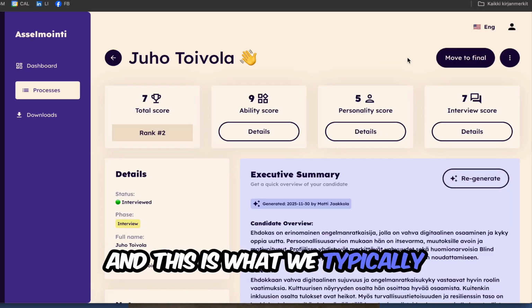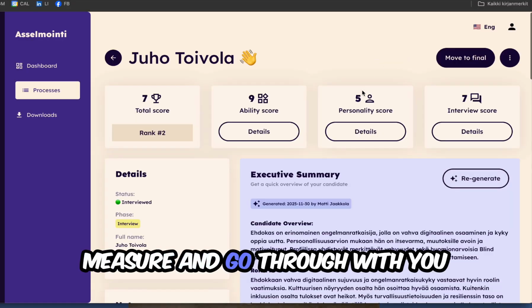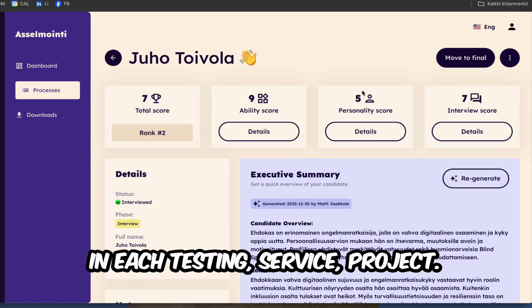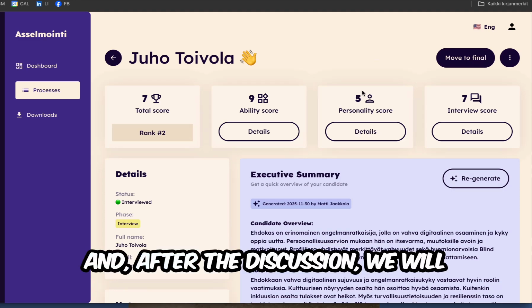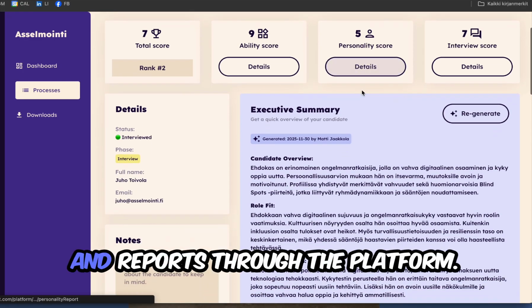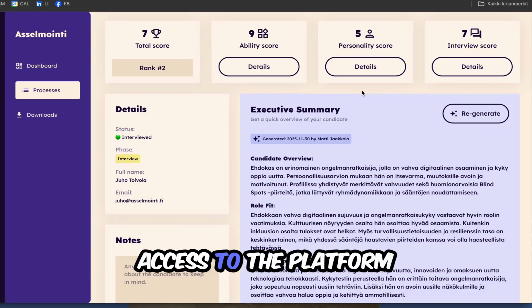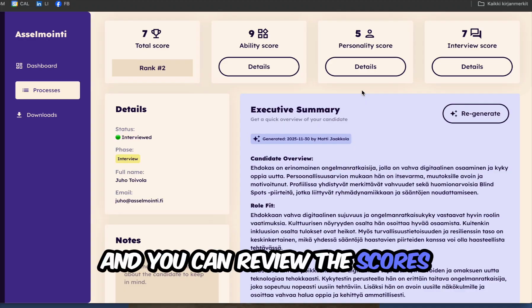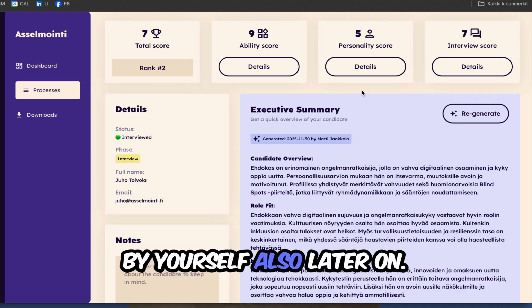And this is what we typically measure and go through with you in each testing service project. After the discussion, we will give you access to these scores and reports through the platform. So you will get your own personal access to the platform, and you can review the scores by yourself also later on.